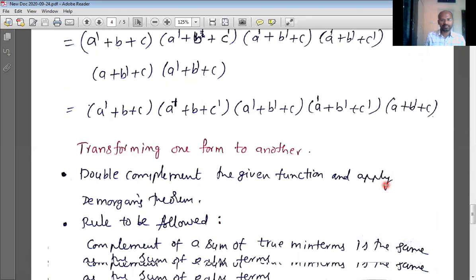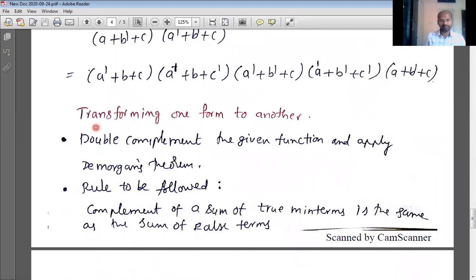Next, a small topic. I will take 5 minutes. I will complete this: transforming one form to another. If one form of expression is given, how do we transform that into another? Let's say sum of product is given. How do we convert that into product of sums?